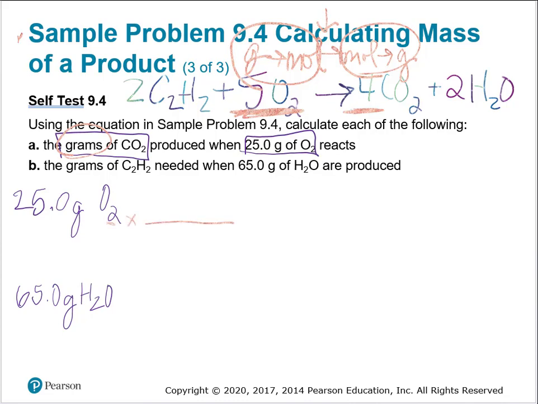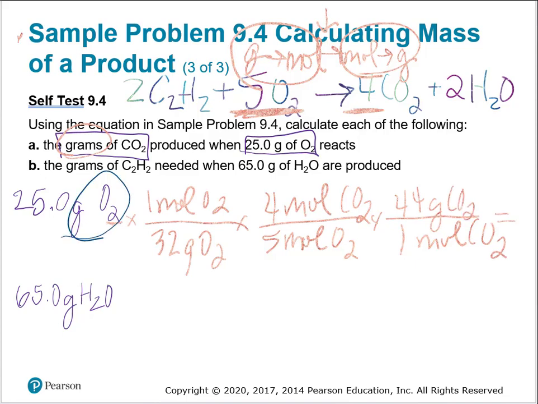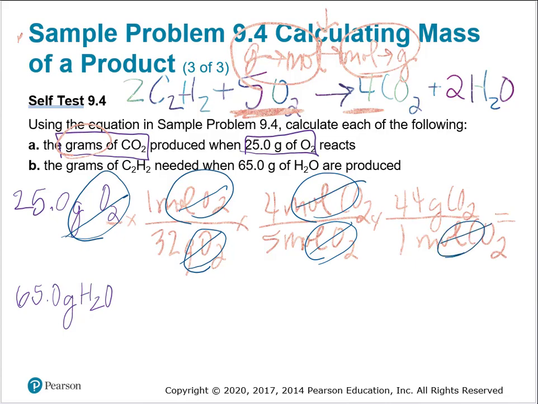Let's get started. There's 2 oxygens, so that would be 32 grams of oxygen and 1 mole of oxygen. Then we just said that there's 5 moles of oxygen for every 4 moles of CO2, and for every 1 mole of CO2, there's about 44 grams of CO2. Let's make sure that everything matches up diagonally. Grams of oxygen and grams of oxygen will cancel. Moles and moles of oxygen will cancel. Moles of CO2 will cancel. Let's multiply across and divide by whatever 32 times 5 is, and we should get 27.5 grams of CO2.